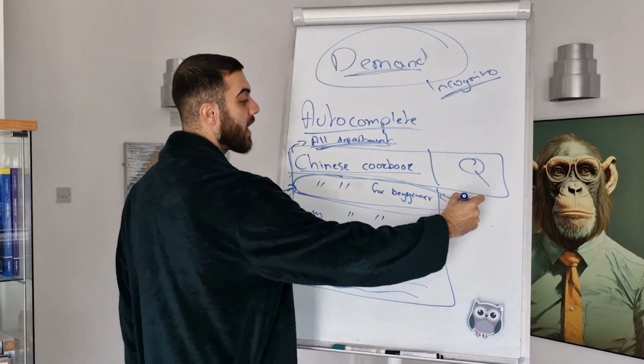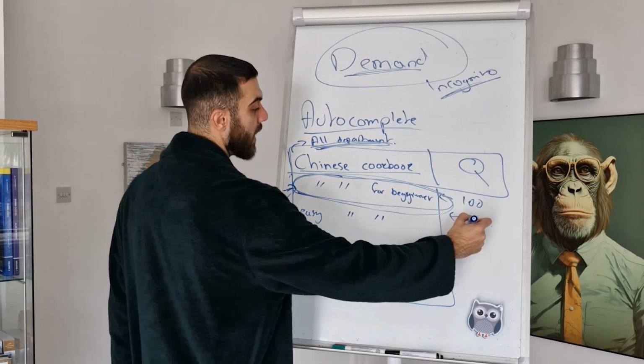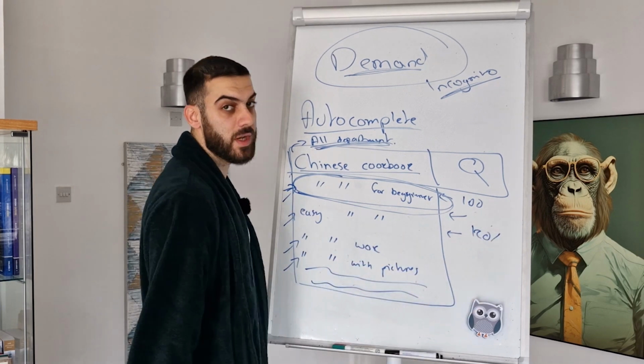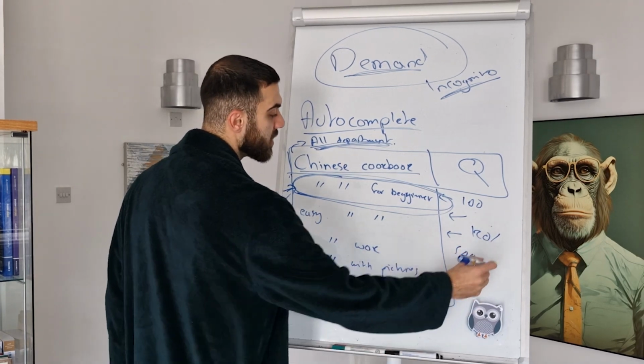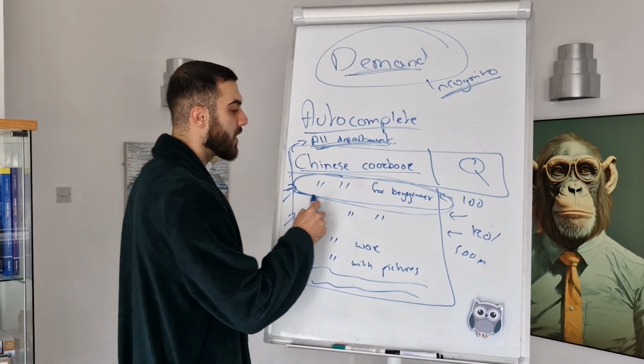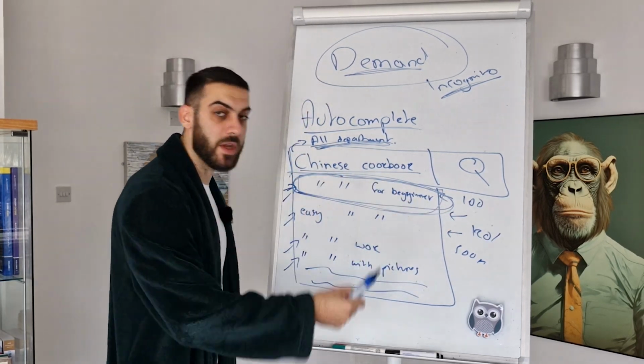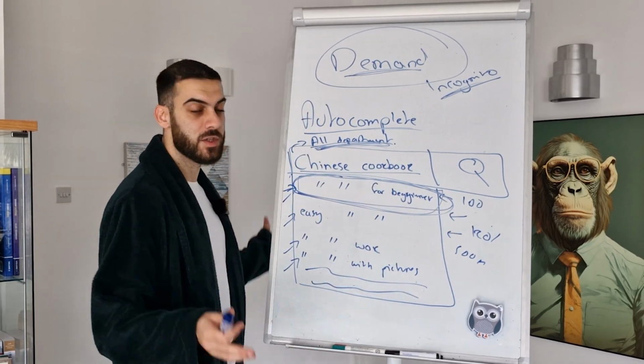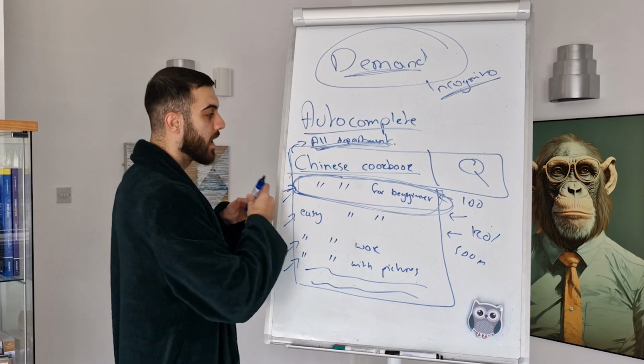Now, do I know if this has 100 monthly searches and this one has 120 and this one has 500 monthly searches? I don't. But do I care about it? Not really. I care that there is demand, and this is straight from Amazon. No software needed. Straight from Amazon. Amazon is telling me that there's demand.